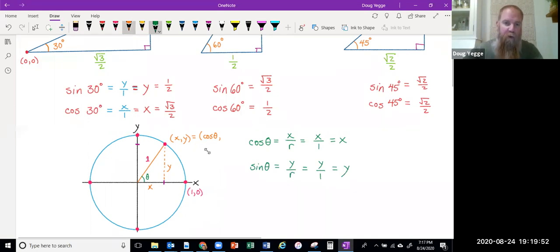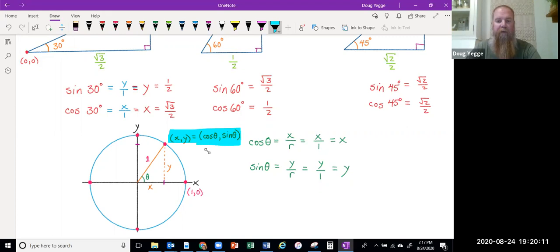Which means that the y coordinate on this new diagram is simply sine of theta. And this is an extremely important idea for trigonometry. If we could force the hypotenuse to be 1, which is the radius of this circle, then what we've done is found out what the x and y coordinates represent.